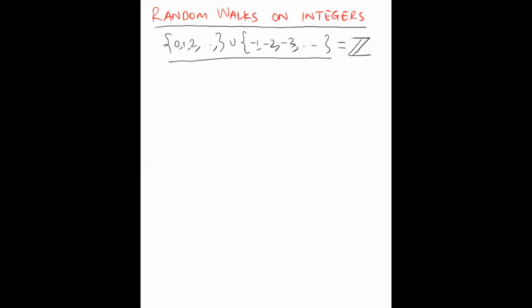So what is a random walk? You can think of a random walk as a sort of game. We can kind of draw the integers. Let's say this is 0, 1, 2, 3, 4, minus 1, minus 2, minus 3, minus 4. And the way this game is played is you start at 0.